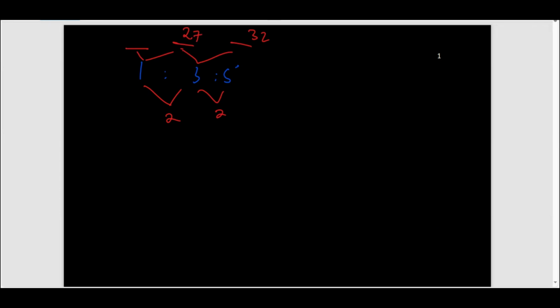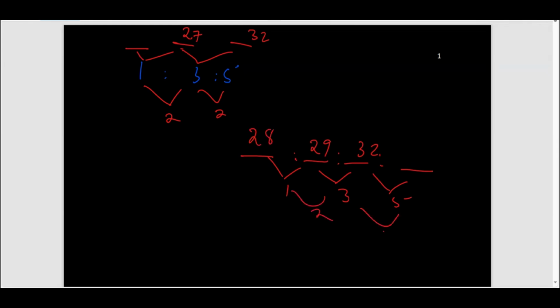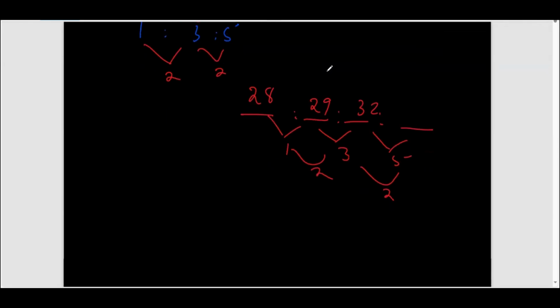Let me just get it in a different format. So we're saying this is a 1, this is a 3, that's a 5. This is 32. Okay, 32 minus 3 is going to be a 29. 29 minus 1, that's a 28. That's a 2 across.